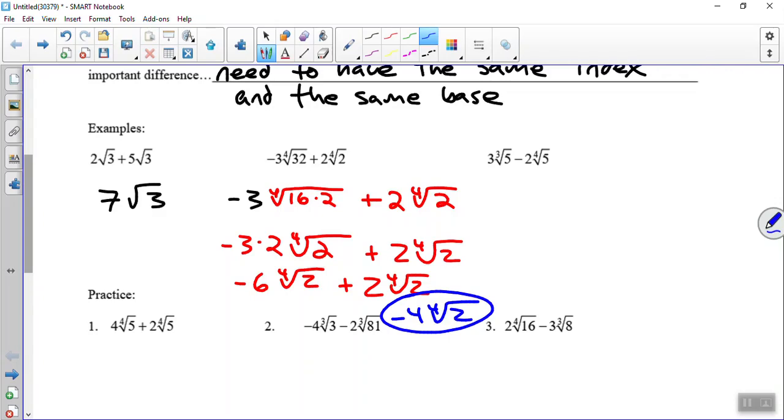How about this last one? I have the same base, but I don't have the same index. I can't do anything with this. So we can't simplify anymore, or it's already simplified.